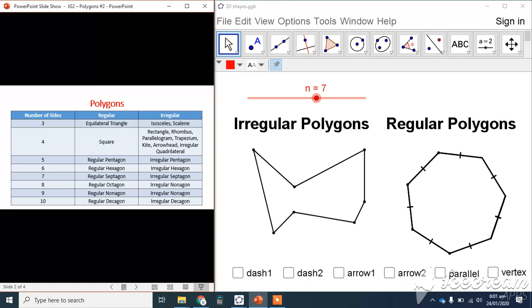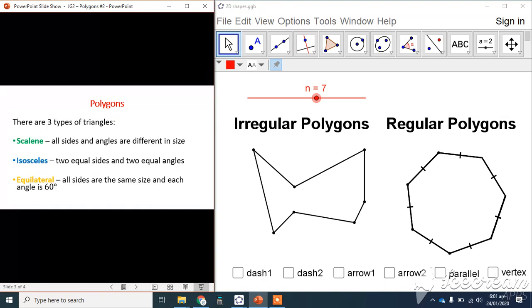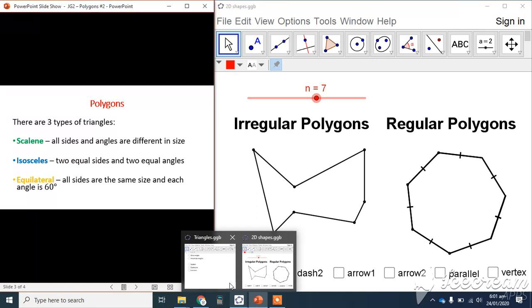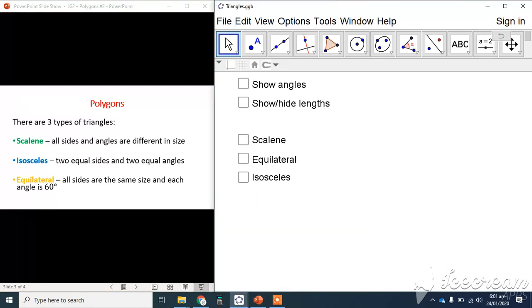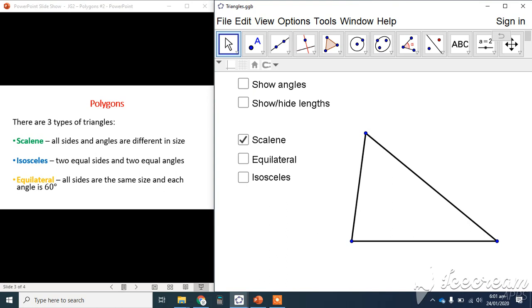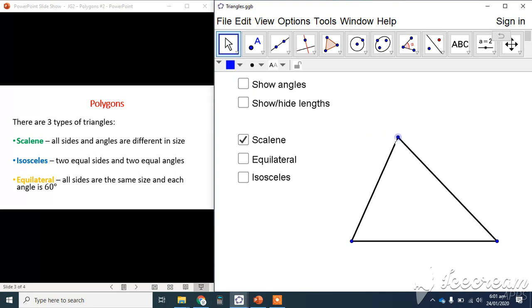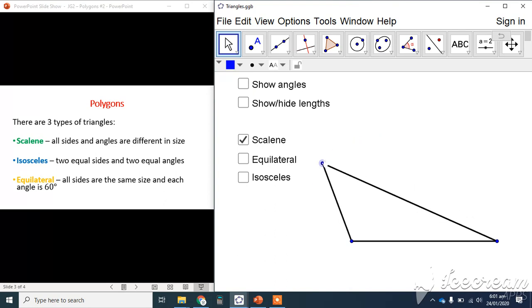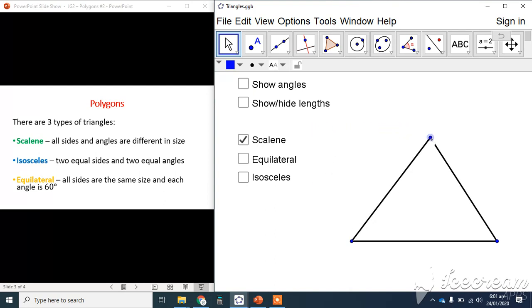Alright, in this video I want to specifically focus on a polygon with three sides called the triangle. And I want you to know that there are only three types of triangles in the world. The first type of triangle is called a scalene. Scalene triangle, basically all sides and angles are different in size. So anytime you find a triangle where all sides and angles are different in size, we call it scalene.